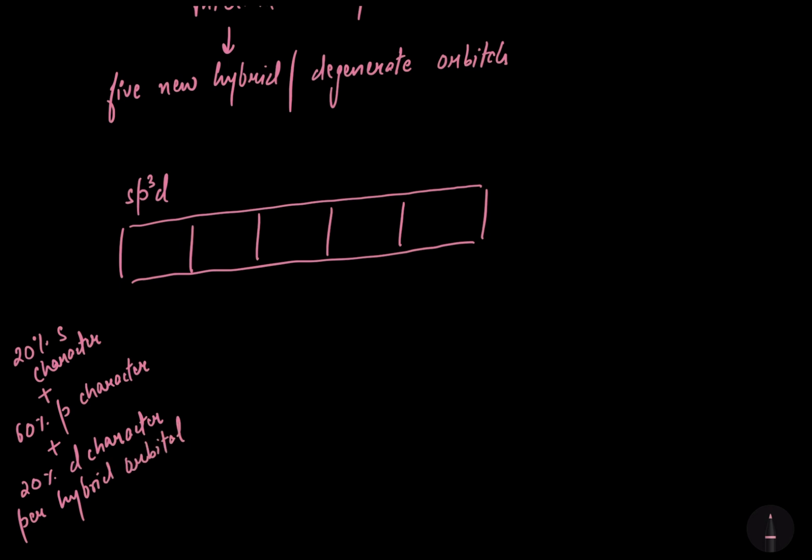So that's the hybridization, and the name of the hybrid orbital is sp3d. The name of the other hybrid orbitals will also be sp3d. So in total we got 5 new hybrid orbitals, that's sp3d hybrid orbitals.